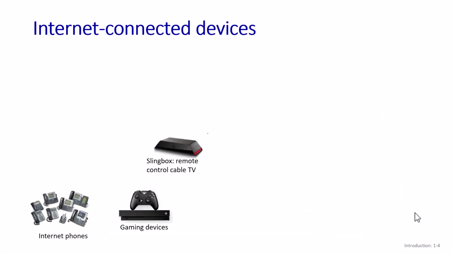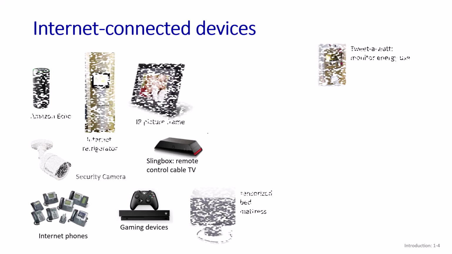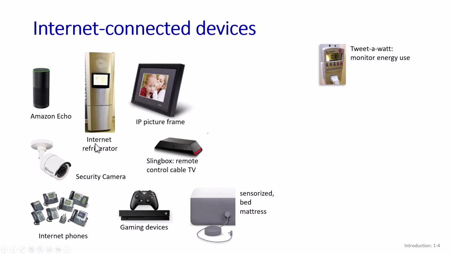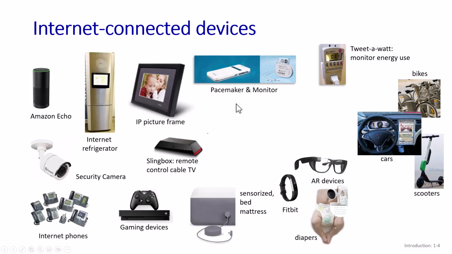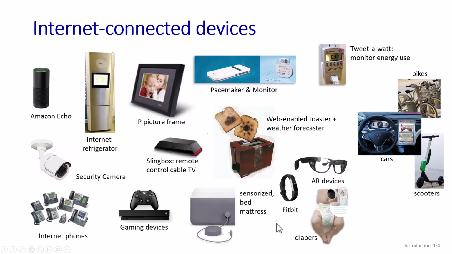Now, there are many devices that are connected to the internet, such as internet phones, gaming devices, security cameras, and appliances such as refrigerators that are connected to the internet, Amazon Echo, IP picture frames, or devices that monitor energy use. And of course, cars, bikes, scooters, pacemakers, monitors, AR devices, Fitbit, and even diapers in some way may be connected to the internet. And we may have web-enabled toasters that can help us to learn about the weather. And of course, there may be many other devices that may be connected to the internet.